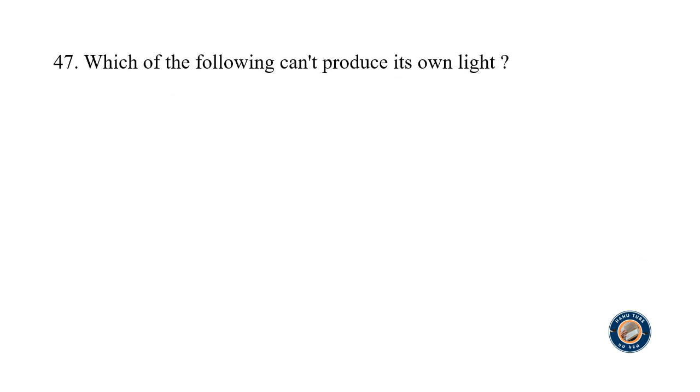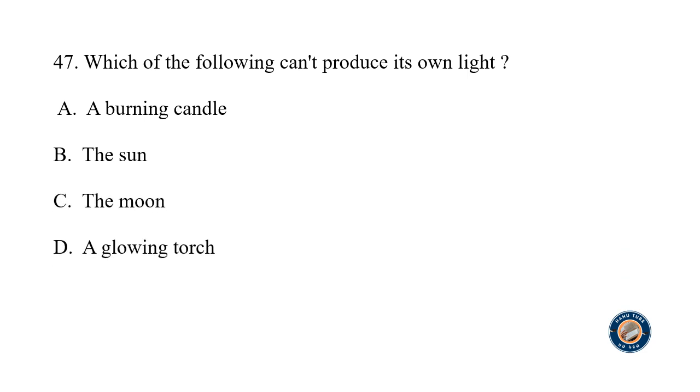Question number 47. Which of the following can't produce its own light? A. A burning candle. B. The sun. C. The moon. D. A glowing torch.